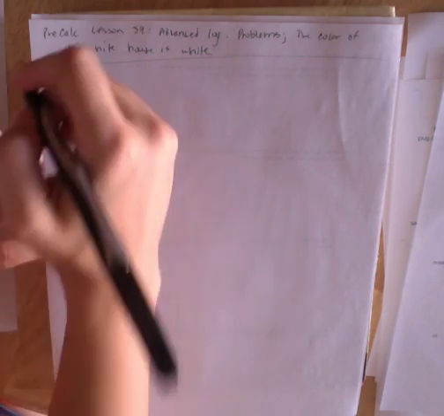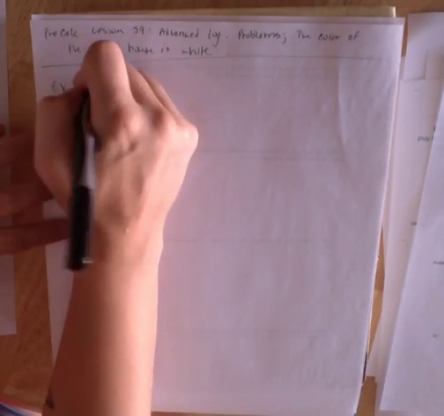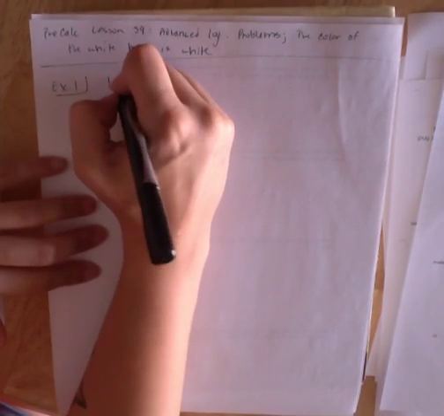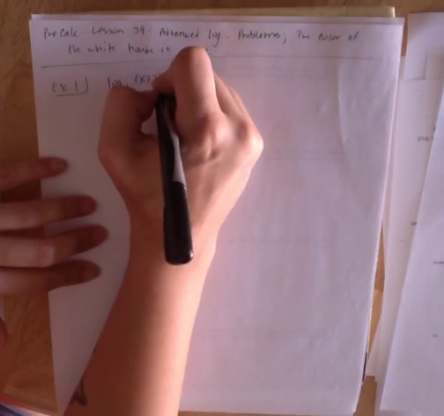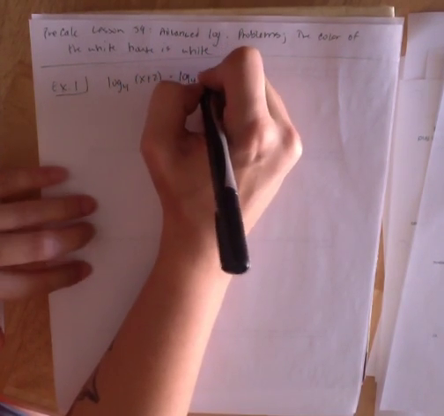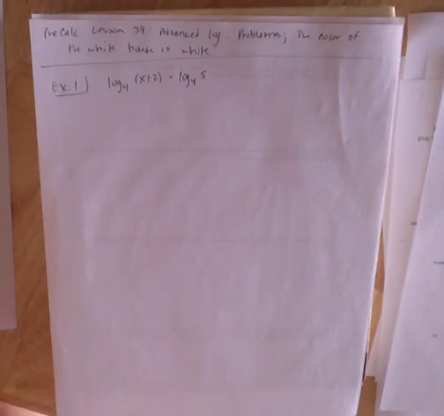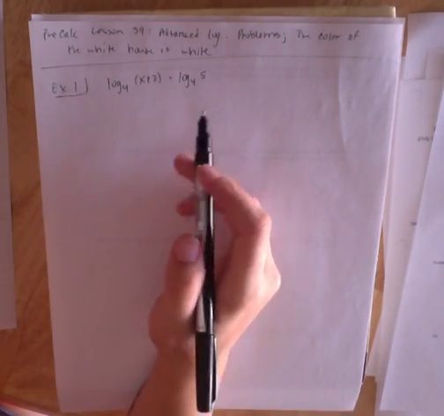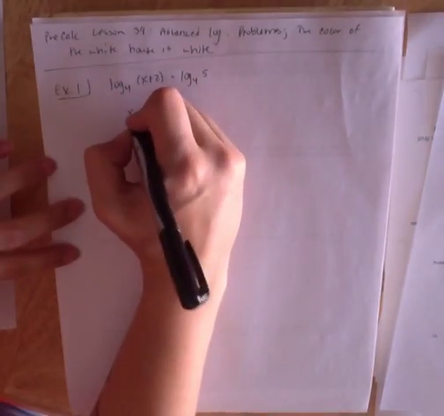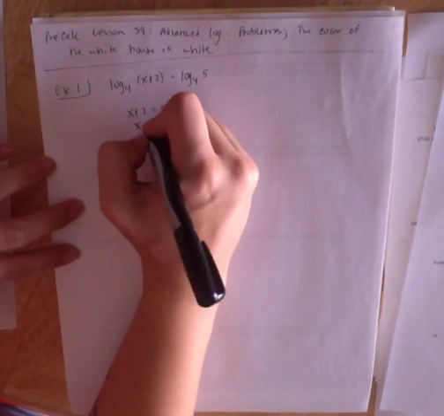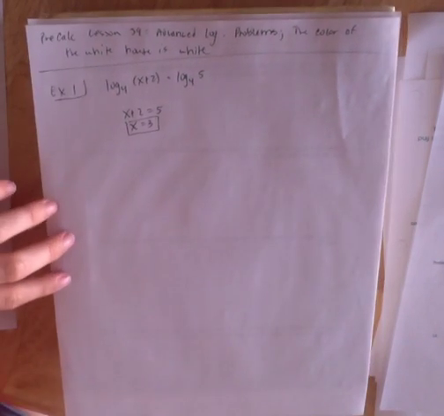So I'm going to just jump into a couple examples. If we were to solve this, the log base 4 of x plus 2 equals the log base 4 of 5, we remember that if we have two logs of the same base, then their arguments are equal. So I can say x plus 2 equals 5, so x is 3.